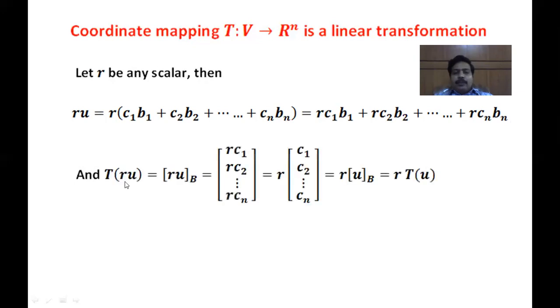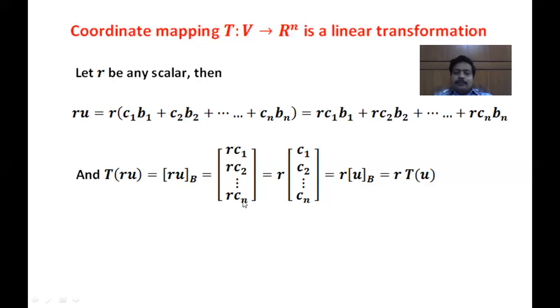Now ru is a new vector and I am taking the value of T of ru. So T of ru, as per our definition, is the B coordinates of ru, the new vector ru. Those are the unique weights of the above relation. So rc1 in the first row, rc2 in the second row, and so on, rcn in the nth row.